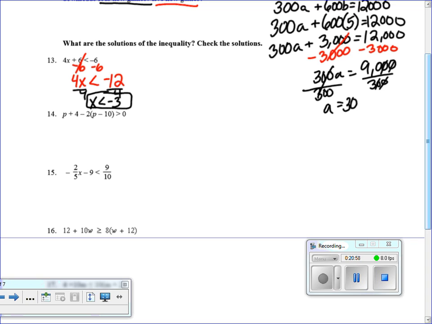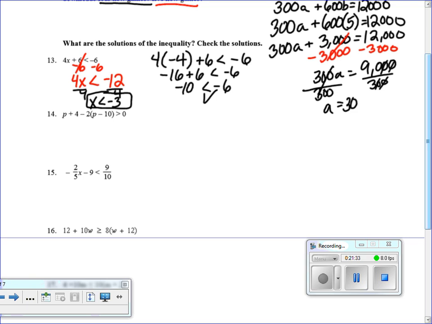To check your solution, you would pick a value that is less than negative 3 and plug it back in. So negative 4 is a number that is less than negative 3. So you go back, plug it into your original inequality, and see if what you get out is true. 4 times negative 4 is negative 16, plus 6 is less than negative 6. Negative 16 plus 6 is negative 10, which is less than negative 6. Because this is a true statement, we know that our solution is correct.